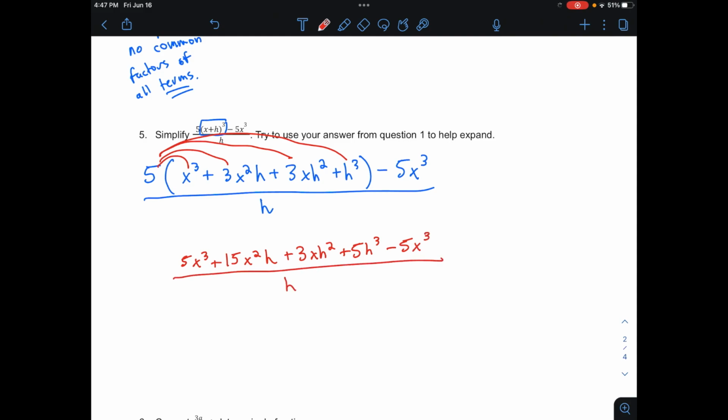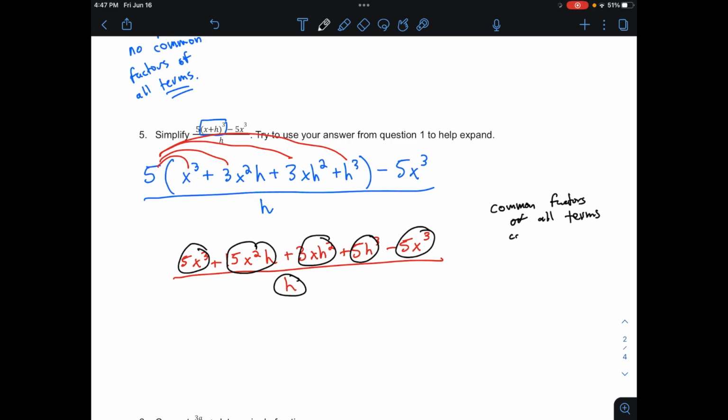all over h. If we look at the numerator, here's a term, term 1, term 2, term 3, term 4, term 5. The denominator, we have one term. So remember, terms are chained together by addition and subtraction. I'm looking for common factors of all terms, and then we can cancel those. Okay, so at the moment, there's not really a common factor of all the terms. In the numerator, there's mostly some 5s.